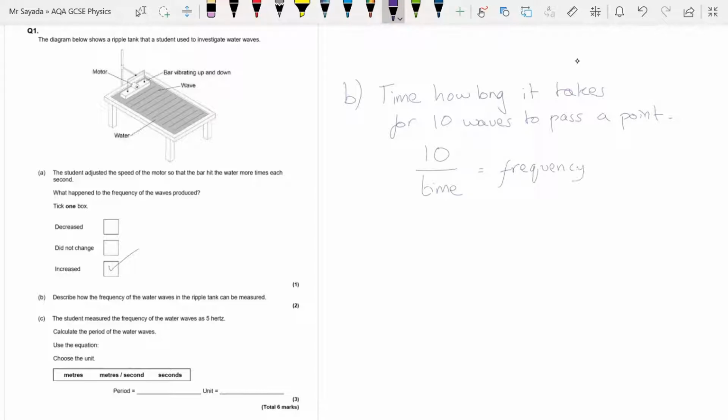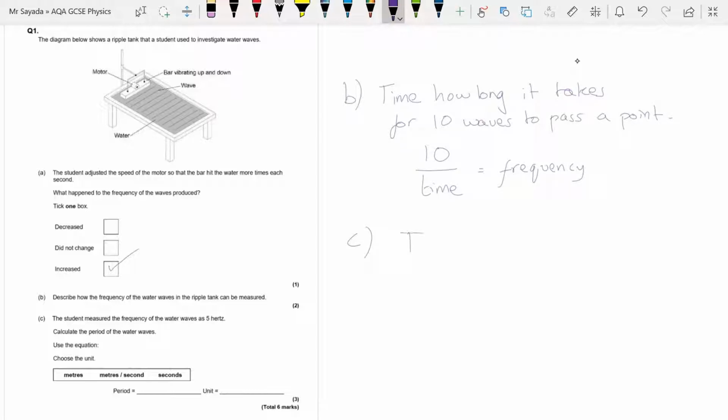So for example, if it took 2 seconds for 10 waves to pass a point, then 10 divided by 2 will give 5 waves per second. If it took 5 seconds for 10 waves to pass a point, 10 divided by 5 is 2, which means 2 hertz, 2 waves per second. So if we do the number of waves divided by how long it took for those waves, that will give us the frequency. And finally, for question C, we want to work out the period.